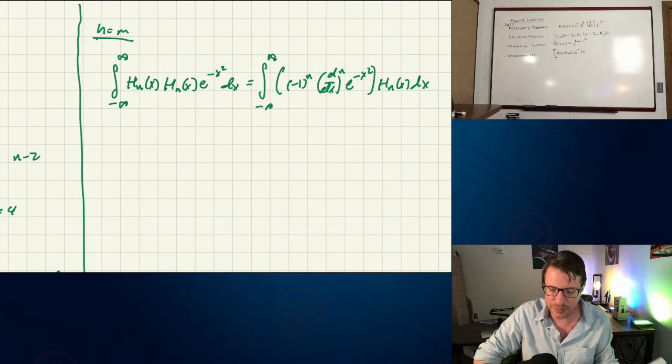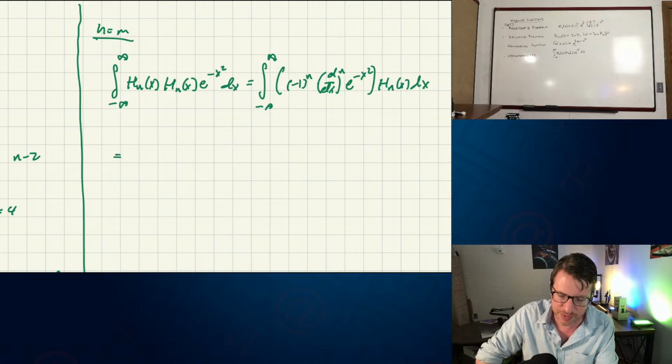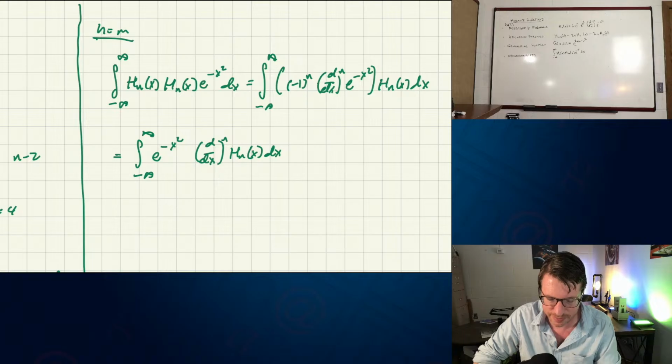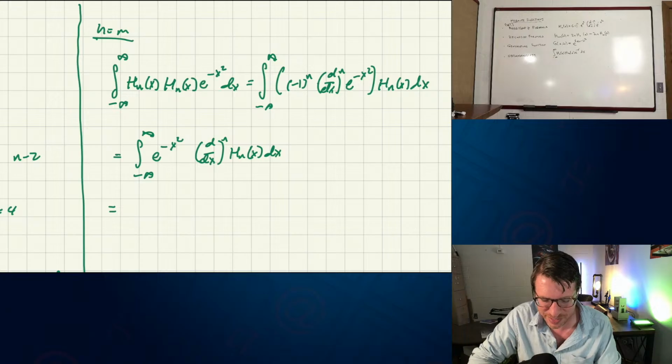And so now I'm going to go ahead and basically do the same trick as before. We're going to move the derivatives onto H_n(x). So we get the integral from minus infinity to infinity of e to the minus x squared, then we have n derivatives of H_n(x) dx. And then we end up with (-1)^n.